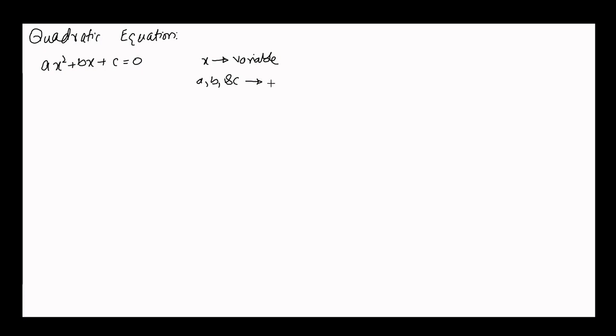In this session, we are going to discuss quadratic equations. A quadratic equation is a second order equation which in a standard form in a single variable can be written as ax² + bx + c = 0, where x is the variable and a, b and c are real numbers.